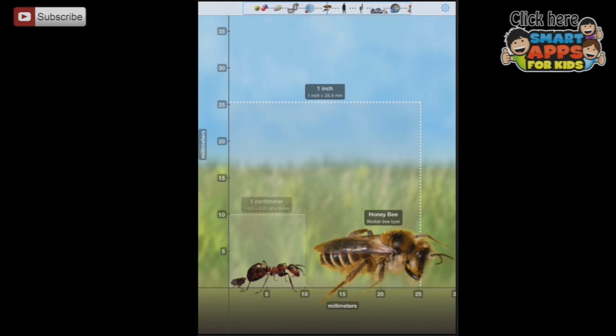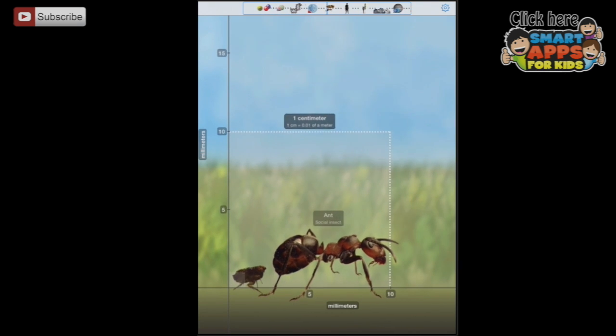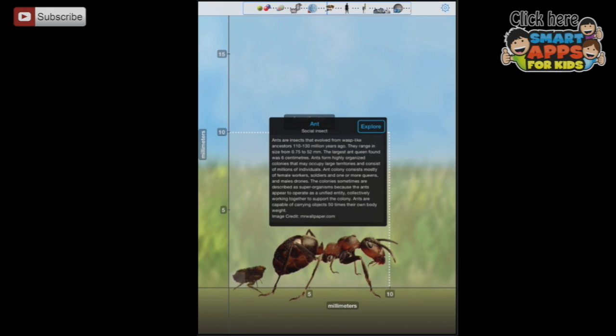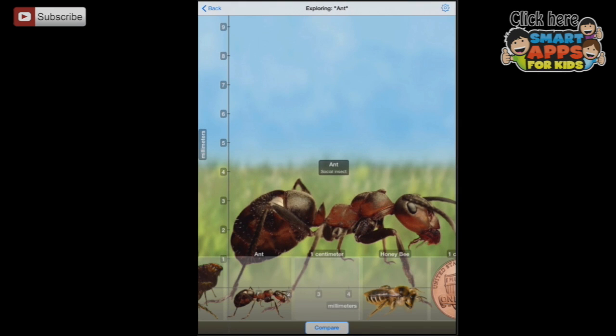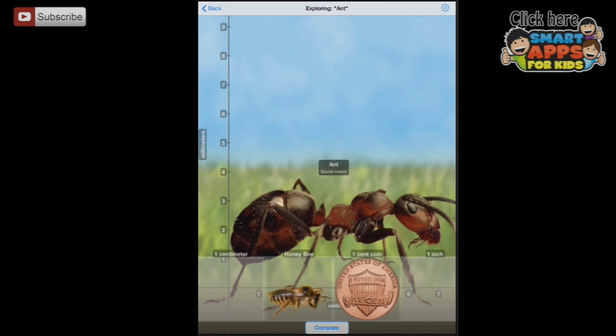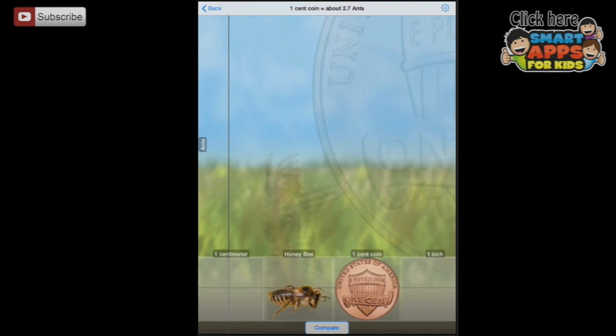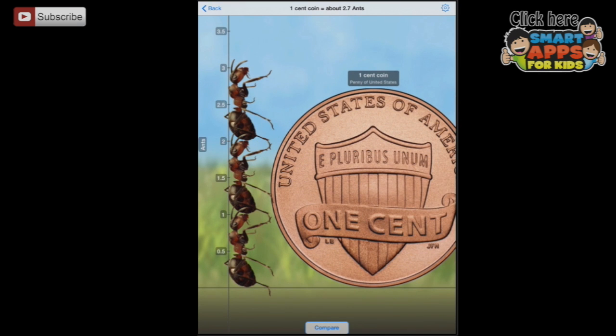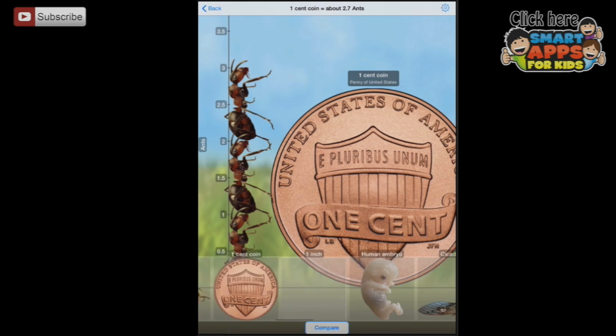Let's head down to insects. So here we are. We might have a look at the ant. And if I tap the little ant, social insect icon, it gives you a bit of a verbal about it. But I can tap explore, and I can say, all right, Mr. Ant, I would like to compare you to the size of a United States 1 cent coin. 1 cent coin equals about 2.7 ants. Well, there you go. So ants are pretty small. Surprise, surprise, surprise. What else?